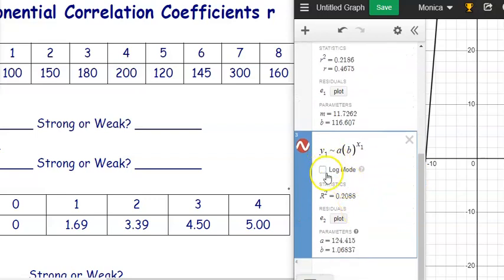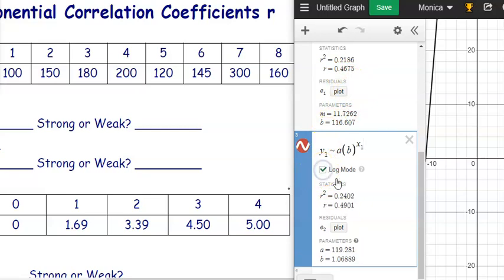To get a correlation coefficient for this regression, we need to have log mode turned on. Notice it does change our numbers a bit. Depending on the data, it could vary it by a lot or a little bit. Log mode changes the way that the calculator will calculate the equation.